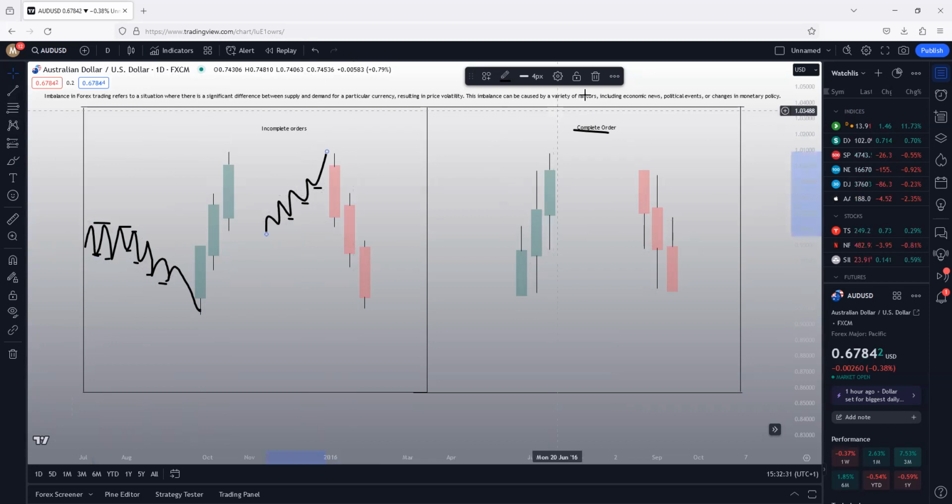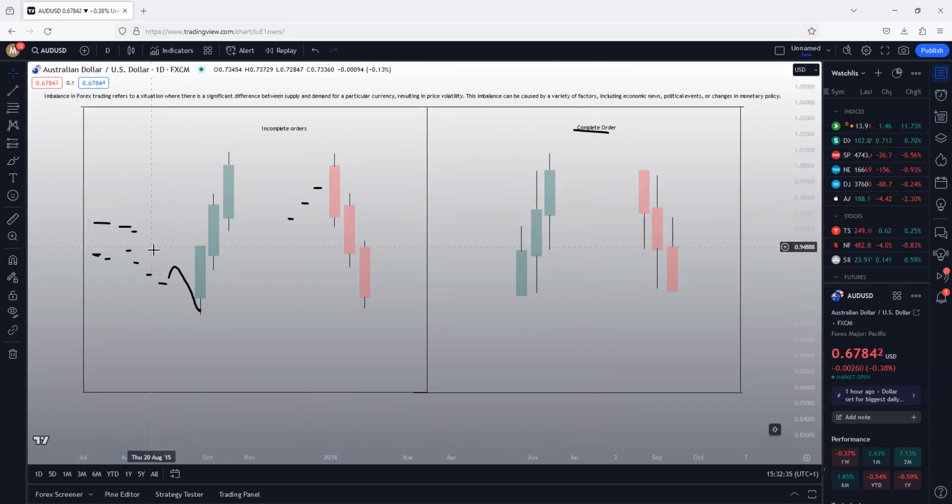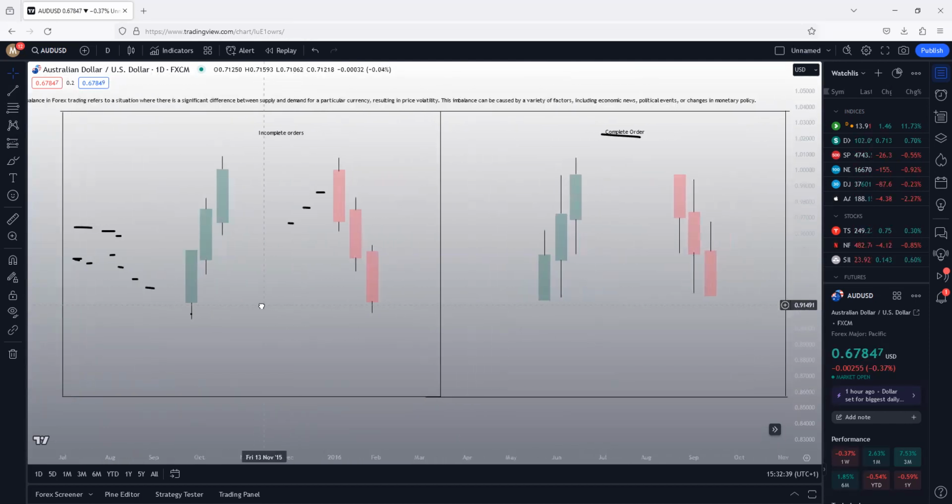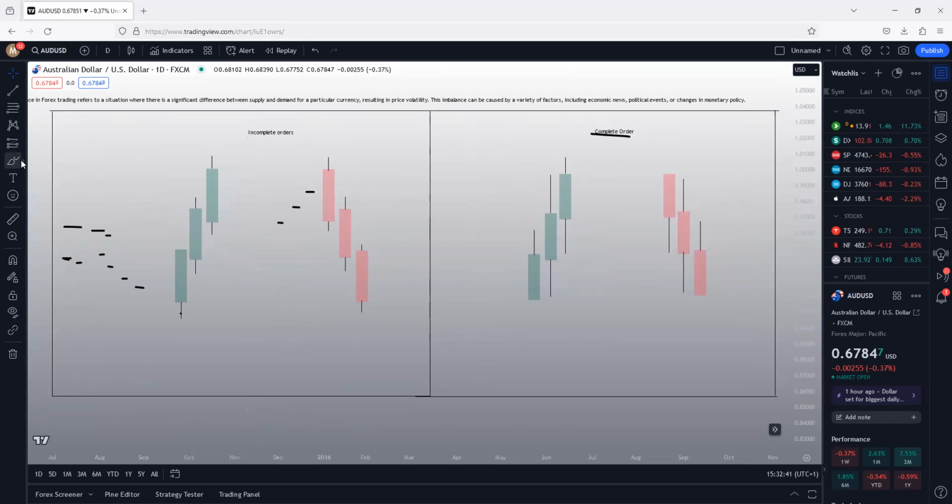We will explain in a little more detail how you can distinguish an imbalance from a complete order. So how to distinguish an incomplete order from a complete order. I will explain that later live on the chart, but here we will explain now sketched.